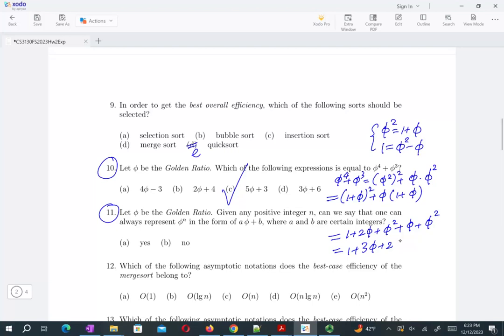Can I replace 2 phi squared by 1 plus phi by the first property of golden ratio? Yes. Then combine the terms. 3 plus 5 phi. That's option C. Okay? I'd like you to use this way. All right, so that's number 10.